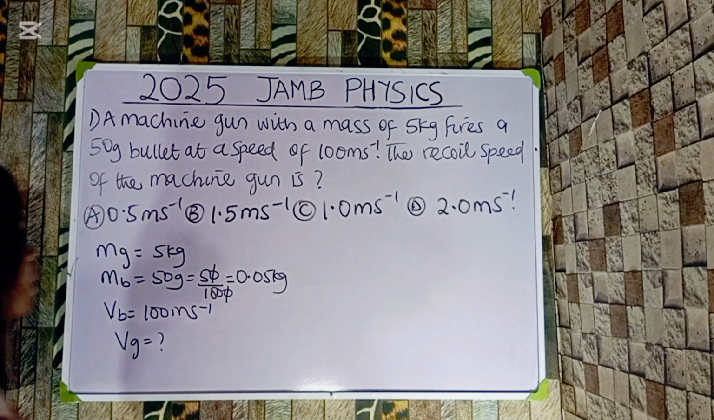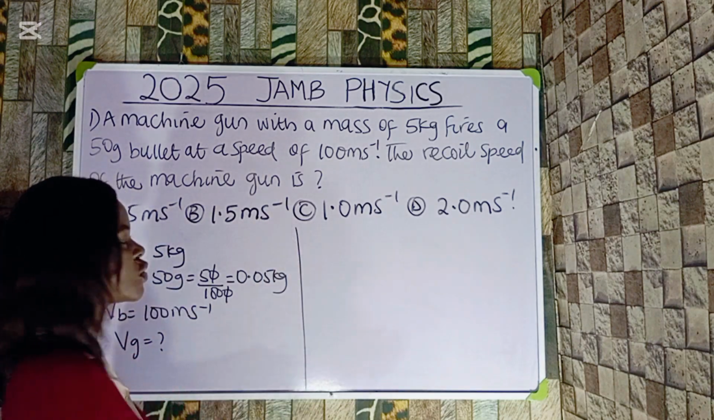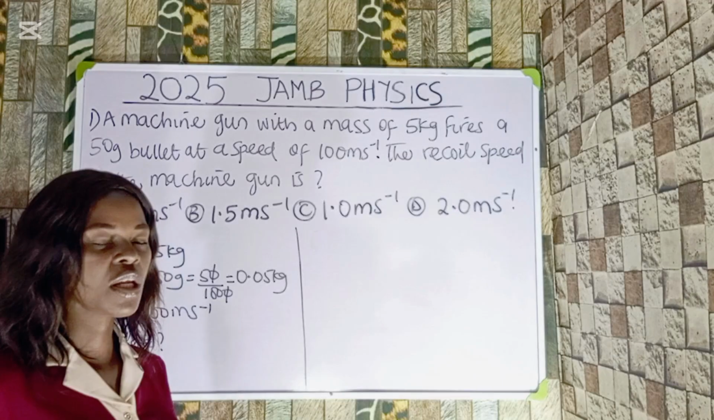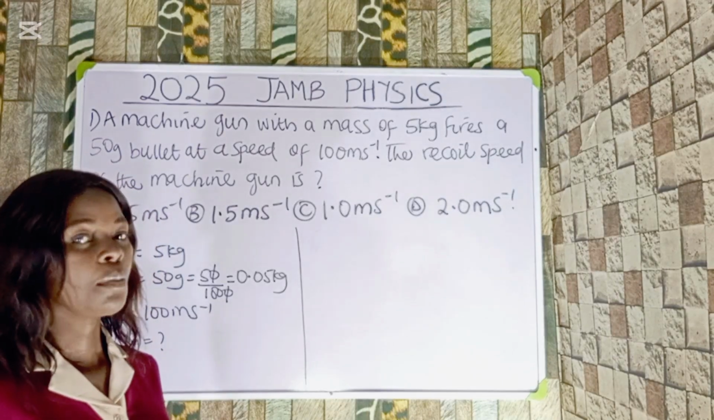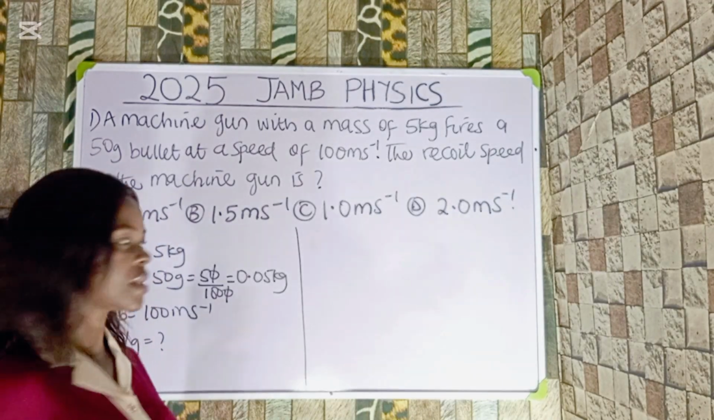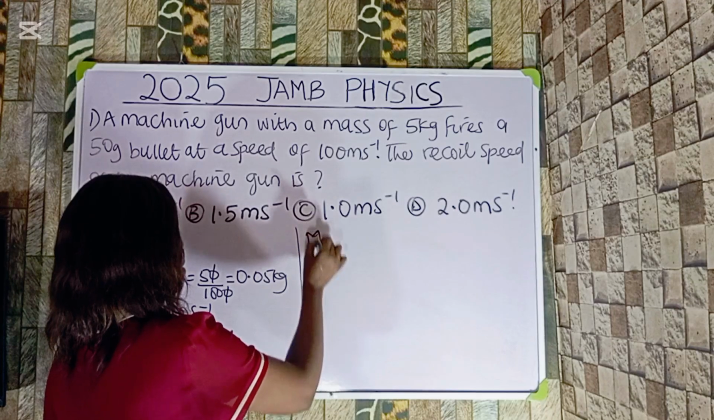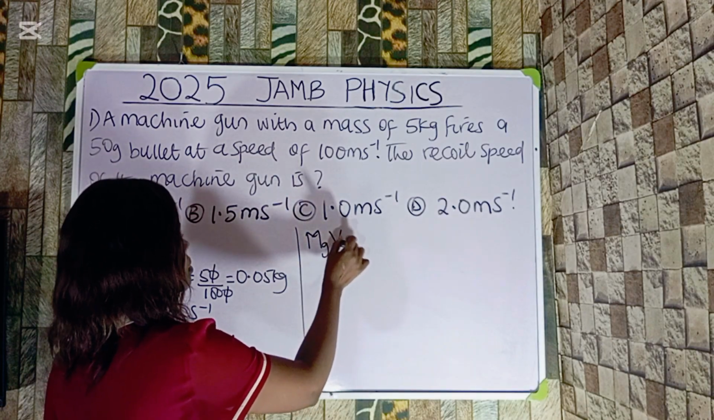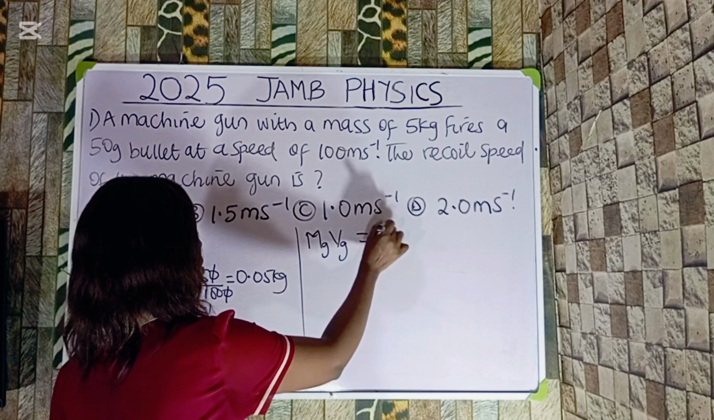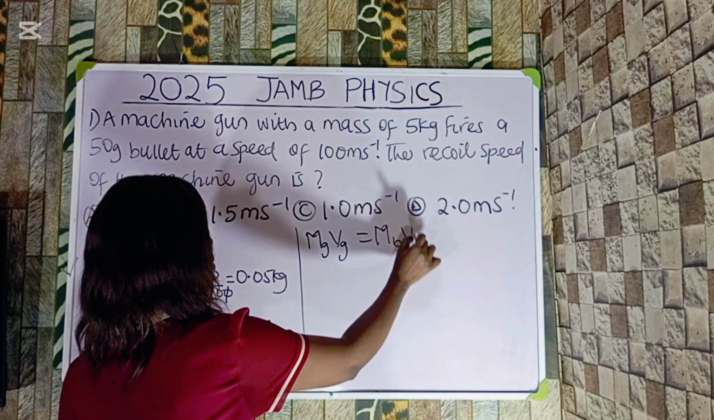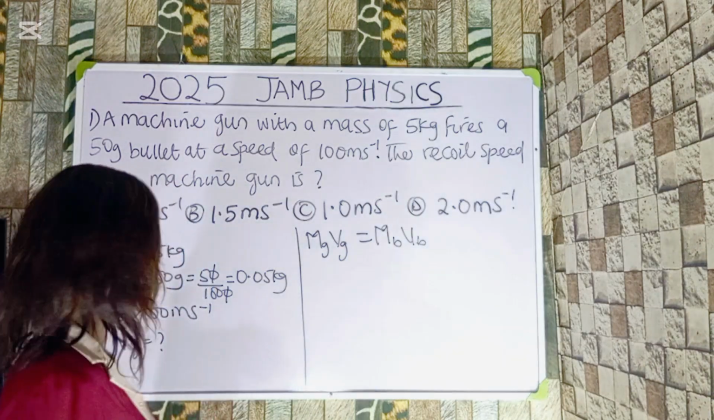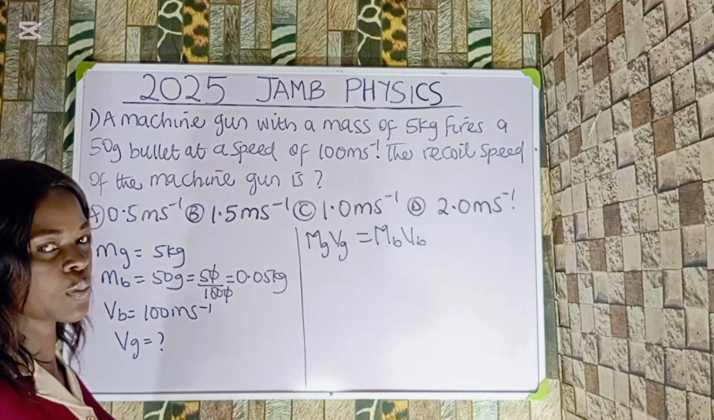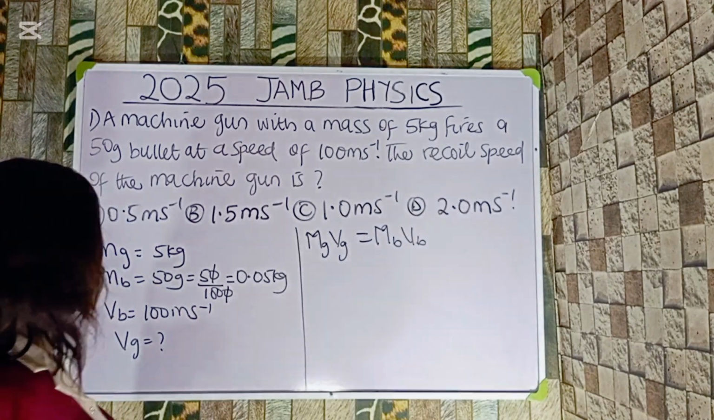So the formula to this question is for you to know that the momentum of the gun equals the momentum of the bullet, and momentum is mass multiplied by velocity. So I will say momentum of the gun, that is mg vg, is equal to mb vb. And what you're looking for is the velocity or speed of the gun.